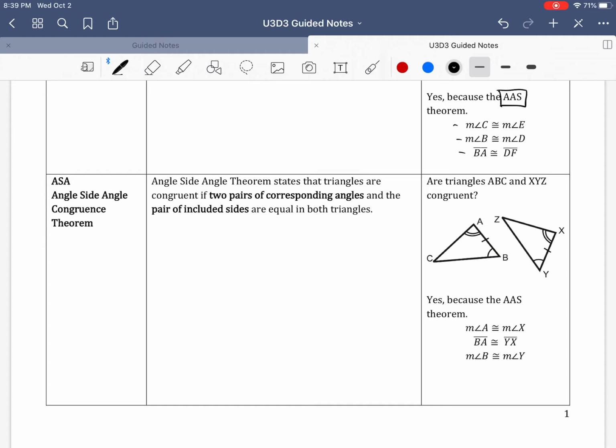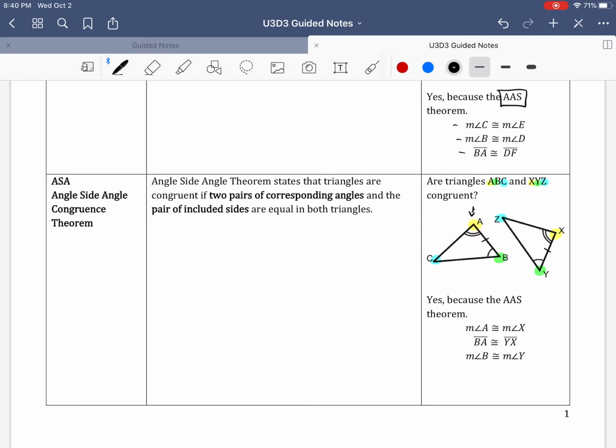Now the second theorem that we're going to be talking about today is your angle, side, angle theorem. That states triangles are congruent if two pairs of corresponding angles and the pair of included sides are both equal in triangles. So again, we're given that triangle ABC and XYZ, are they congruent? So we have A and X, which are corresponding angles. So here's A and X, angle B and angle Y, and then angle C here and angle Z.